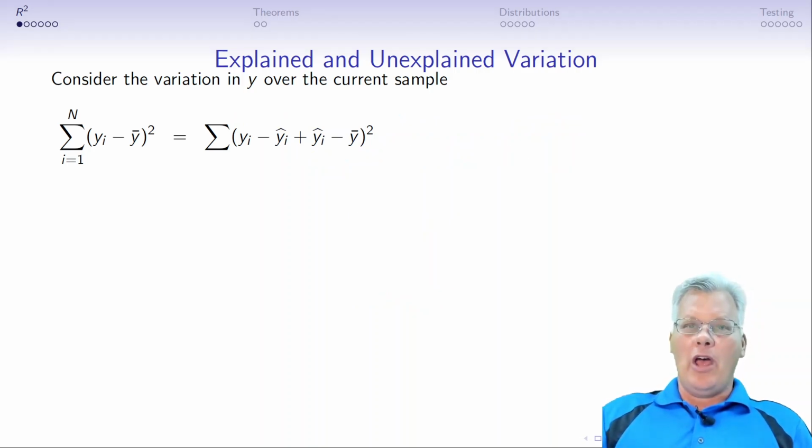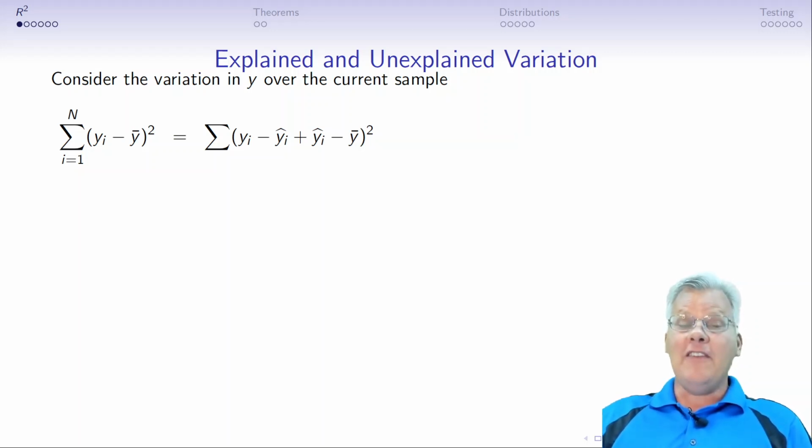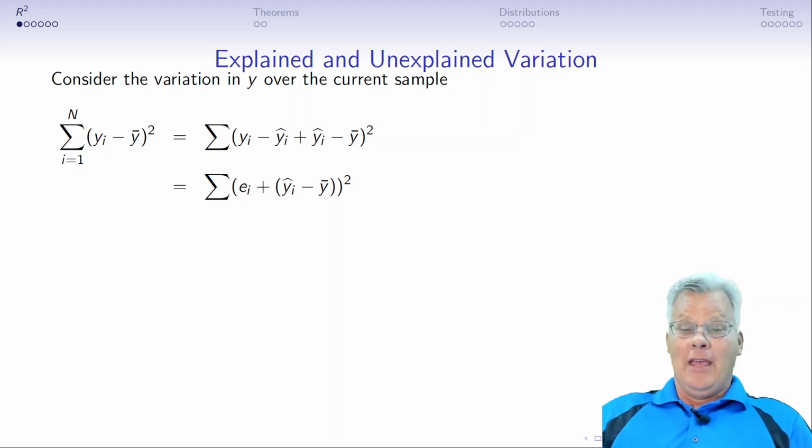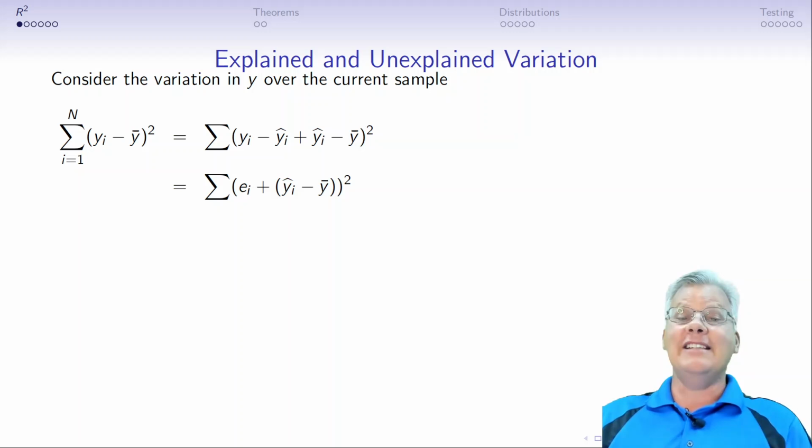We break down the variation in our dependent variable y into variation that is explained by the regression equation and variation that's unexplained. We begin with variation. So variation is the sum of the deviations of y from its sample mean. And the first step in this manipulation is to add and subtract the predicted value y hat i. And you recall that yi minus y hat i is equal to the regression residual e sub i.